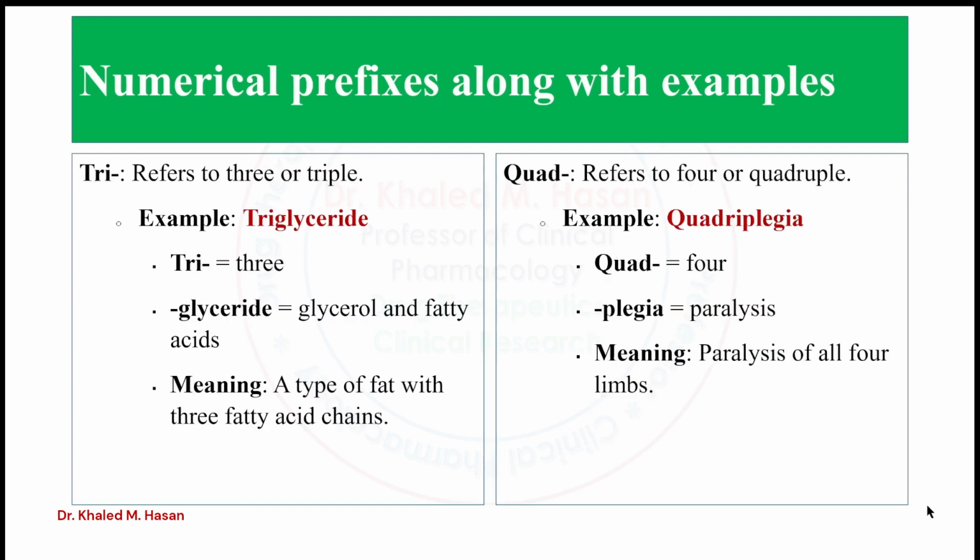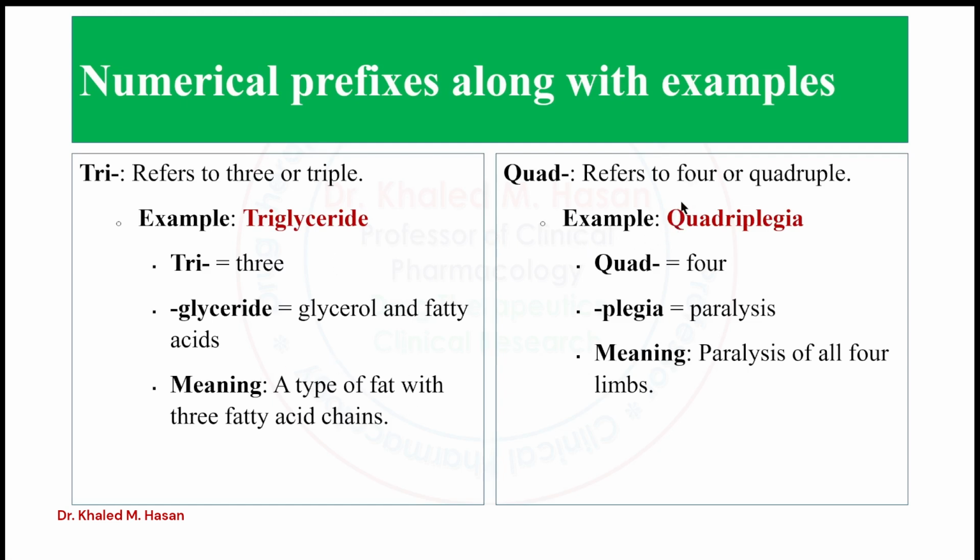Okay, next slide. The terminology here is tri and quad. Tri refers to three or triple. Example here, triglyceride. Tri means three, glyceride is glycerol and fatty acid. Triglyceride is a type of fat with three fatty acid chains.